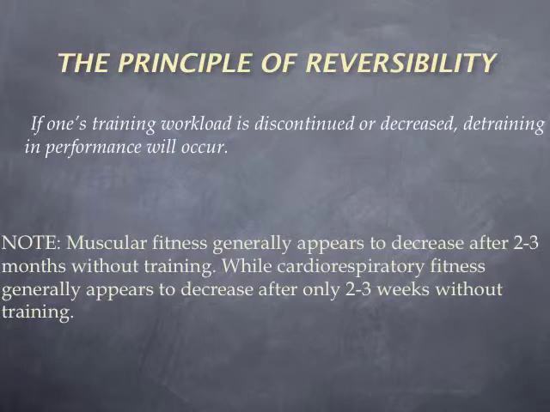The principle of reversibility. If one's training workload is discontinued or decreased, detraining in performance will occur. Muscular fitness generally appears to decrease after 2 to 3 months without training, while cardiorespiratory fitness generally appears to decrease only after 2 to 3 weeks of not training.